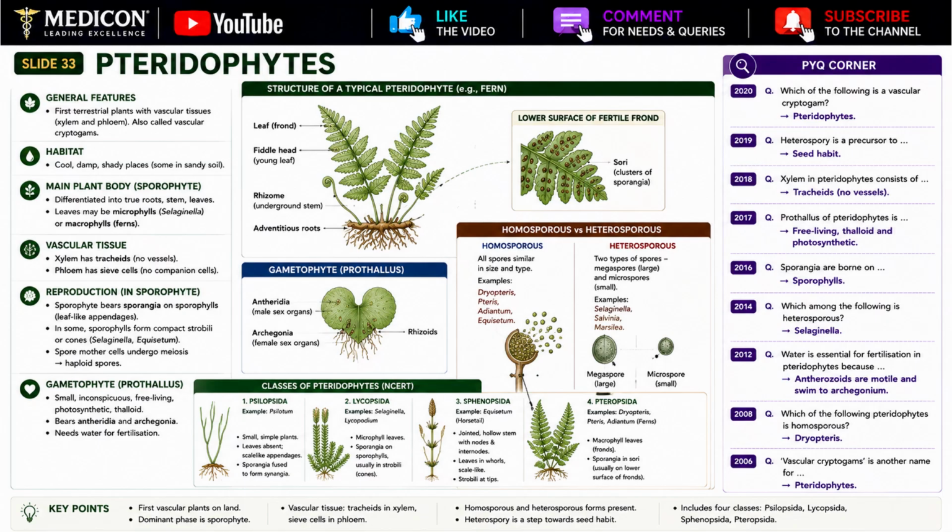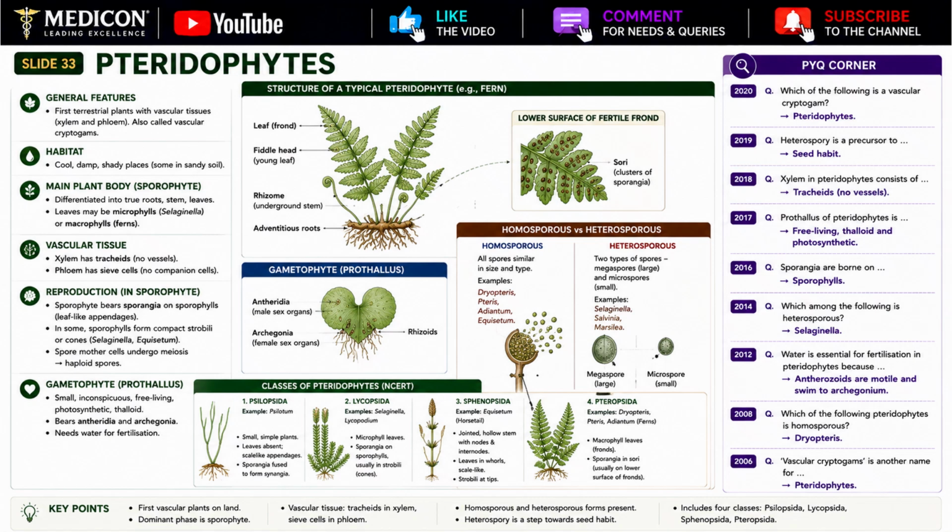Spore mother cells undergo meiosis and give rise to haploid spores. So I'm just reading here to explain to you, but you have to stop the video and read multiple times. The gametophyte, also called prothallus, is small, inconspicuous, free-living, photosynthetic and thalloid. It bears antheridia and archegonia and needs water for fertilization. Those are the features of the gametophyte in pteridophytes.